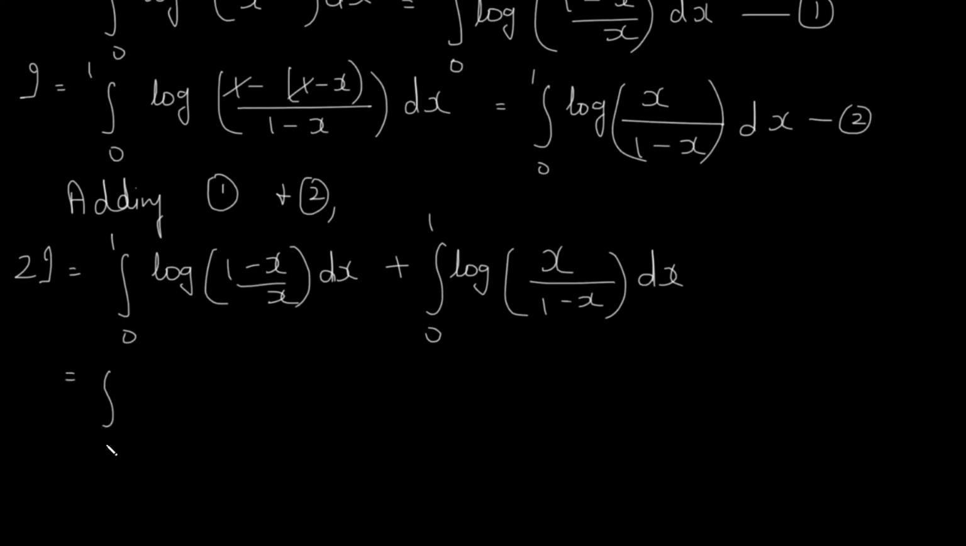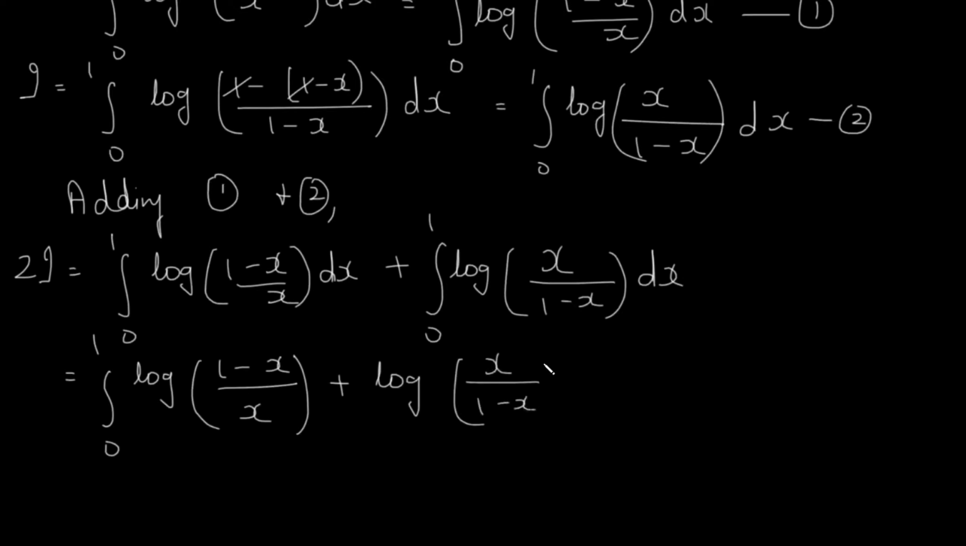So we get integral 0 to 1 log of, now the denominator is not same, so obviously we cannot combine the fractions, and that is not allowed in log also, but we can do something else actually. So here plus log of x upon 1 minus x, and we have combined the integral, so we just write 1 dx over here. Now the property of logarithms, that is when two logs are added, we can combine them by multiplying. This property is what we are going to use, that is log a plus log b can be written as log ab.